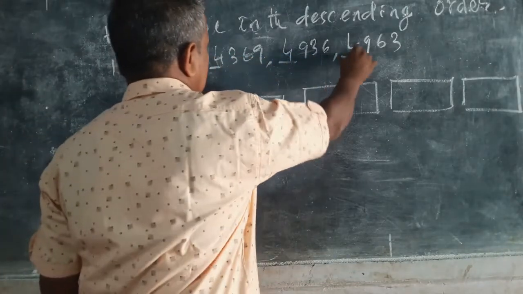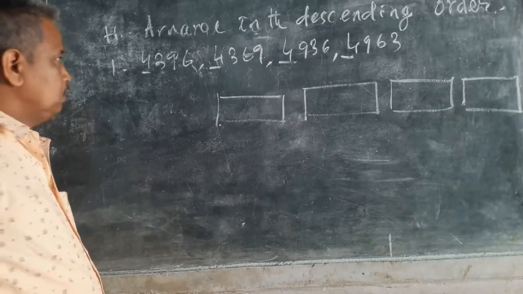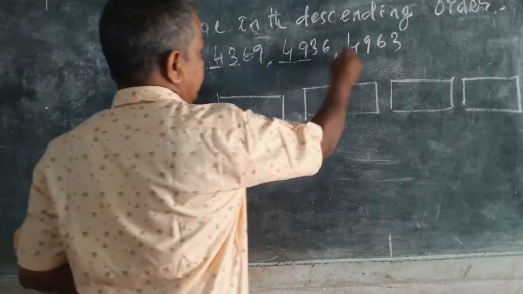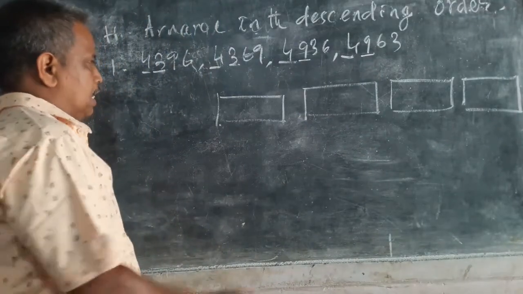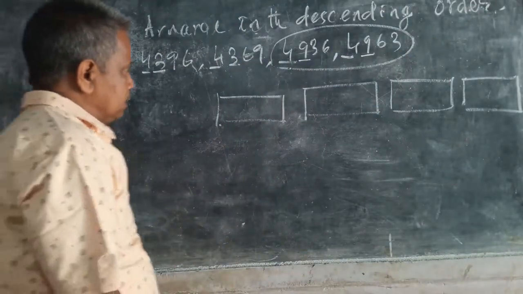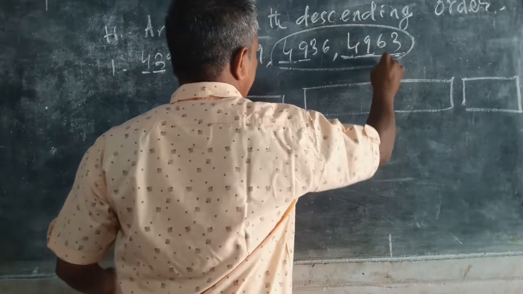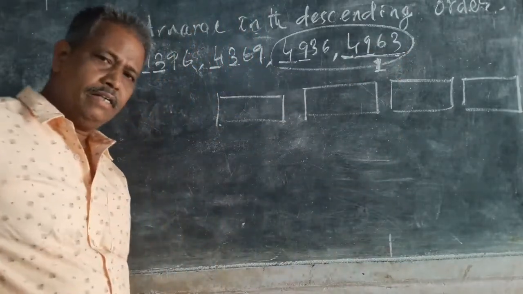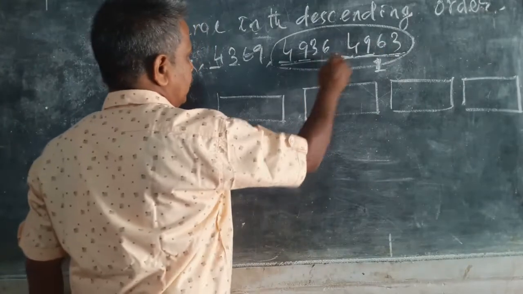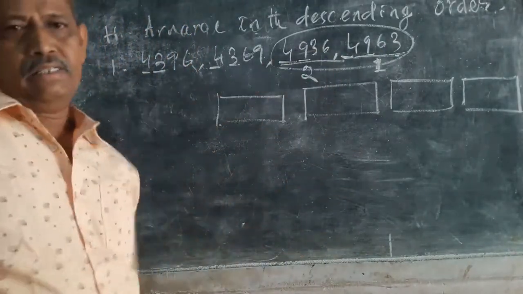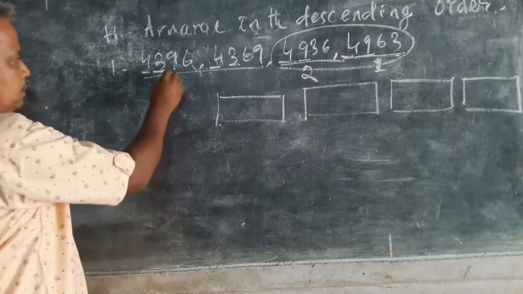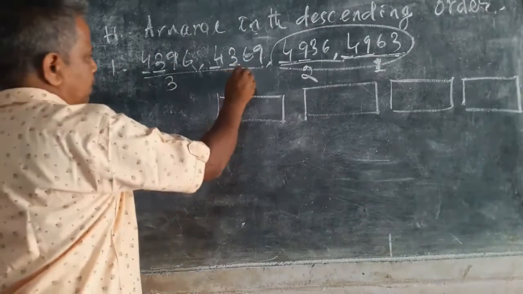All are 4 in thousands place. So, see the hundreds place, here 3, here 3, here 9, here 9. So, the larger number is in between these two. Out of this, which is the largest number? Here, this is the largest number. Why? Because there is 6 in the tens place. Here in tens place 3. So the largest number is this one, and the second largest is 4936. In between these two, the larger number is 9. So this is the 3rd largest number, and this is the last number.